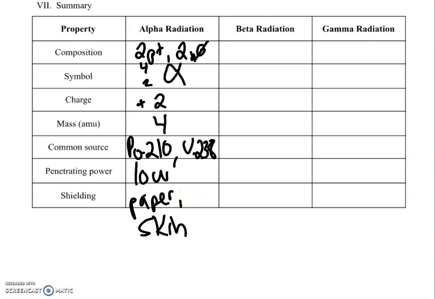Next one I want to look at is beta radiation. We got the beta particles, and we also have the positrons. So it's either an electron or it's a positron.